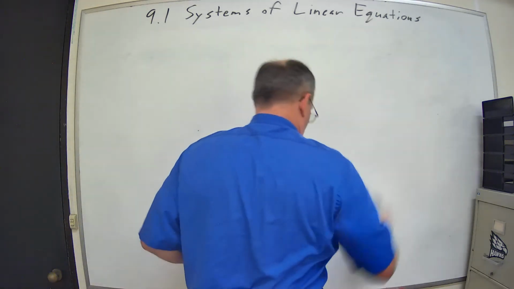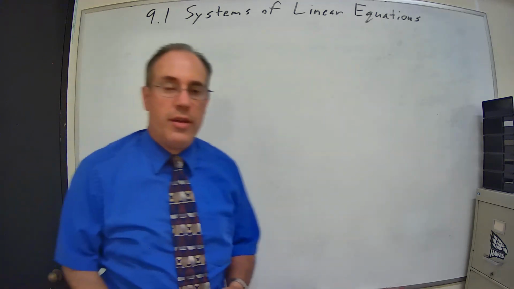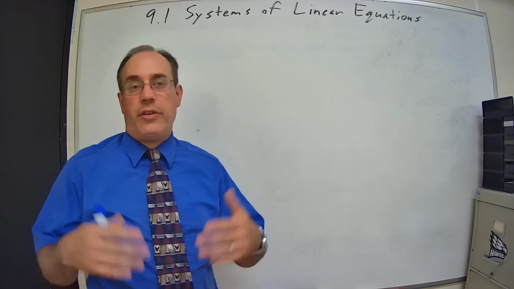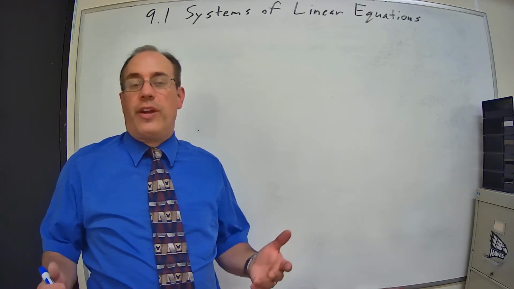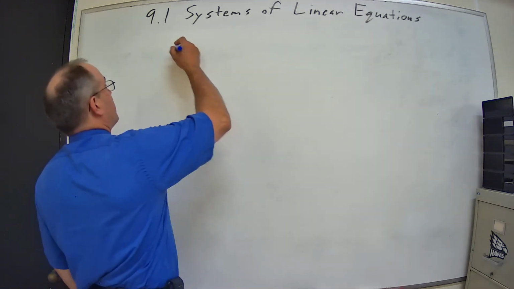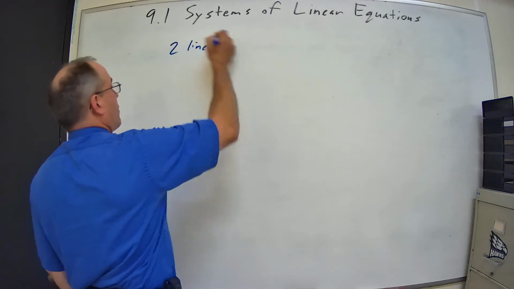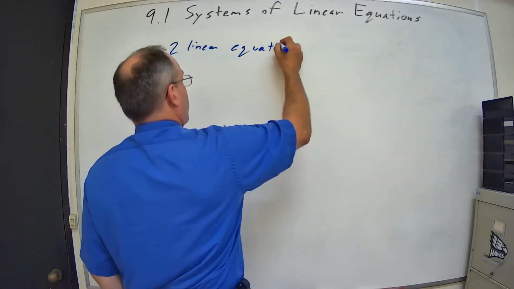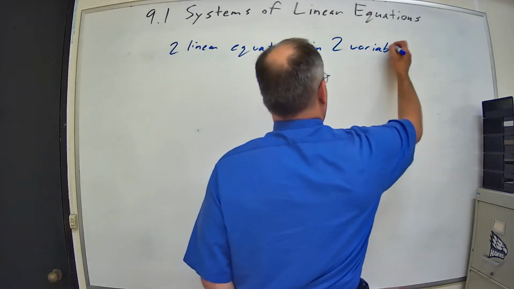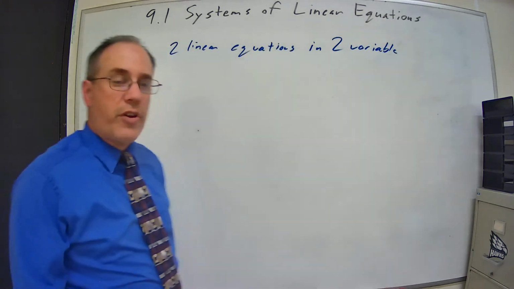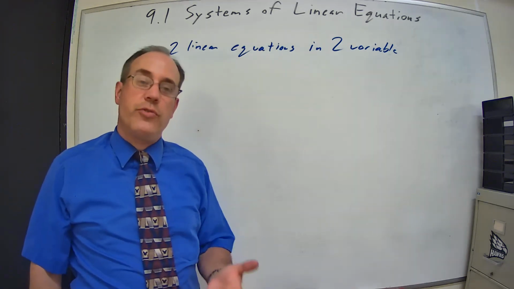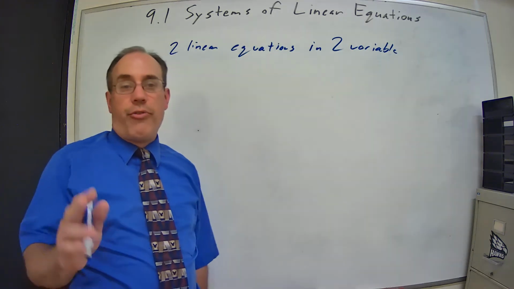Now we're going to start out by dealing with systems of two equations with two variables. So figure it as x and y. And if you have two linear equations in two variables, meaning that there are the same number of variables as there are equations, so you have a system of two linear equations, then there are three things that can happen.